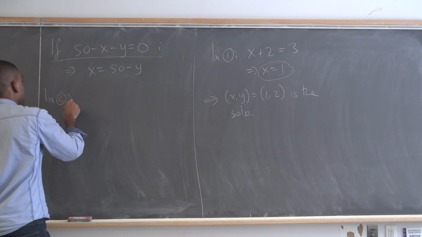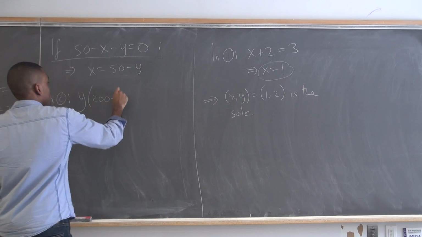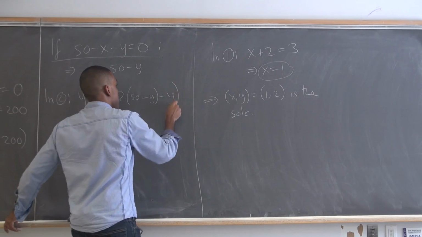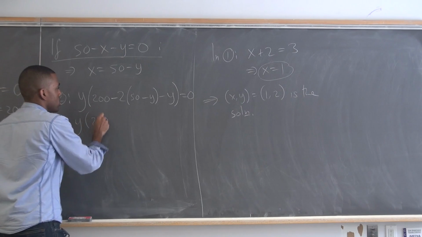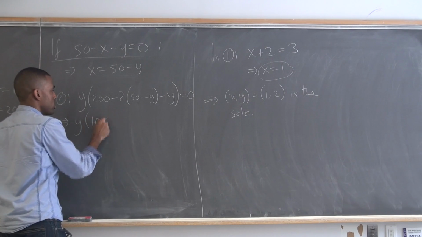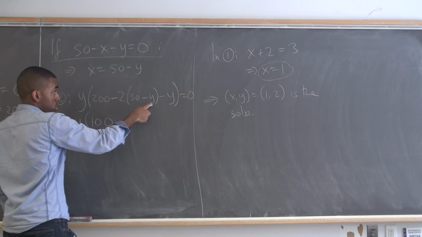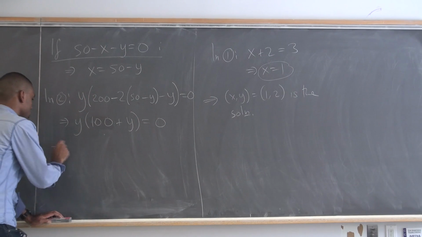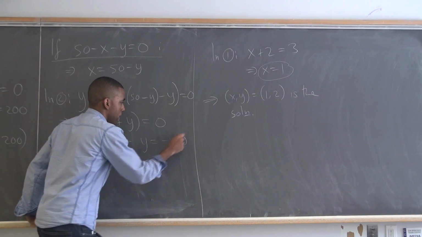So in 2, what would happen? I would just have y times 200 minus 2 times this x value, and set that equal to 0. This means I have y times 200 minus 2 times 50, which is 100. So that's 200 minus 100, which is 100. Minus 2y, this plus 2y minus y is just plus y. So this would mean y equals 0 or y equals minus 100.